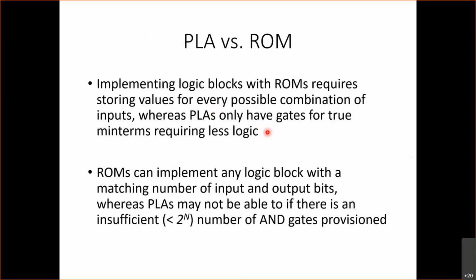On the other hand, the nice thing about ROMs is that you can implement any logic block where you have a matching number of input and output bits. But this is not necessarily possible with PLAs, because PLAs don't only constrain you with a number of inputs and outputs, they also constrain you with the number of AND gates that you have inside. So if you don't have 2 to the power n AND gates in a PLA, which you typically don't, then even if you have the right number of inputs and outputs, you may not have the right number of AND gates to implement your circuit. So this is where a ROM might be a better way to implement a circuit than a PLA.